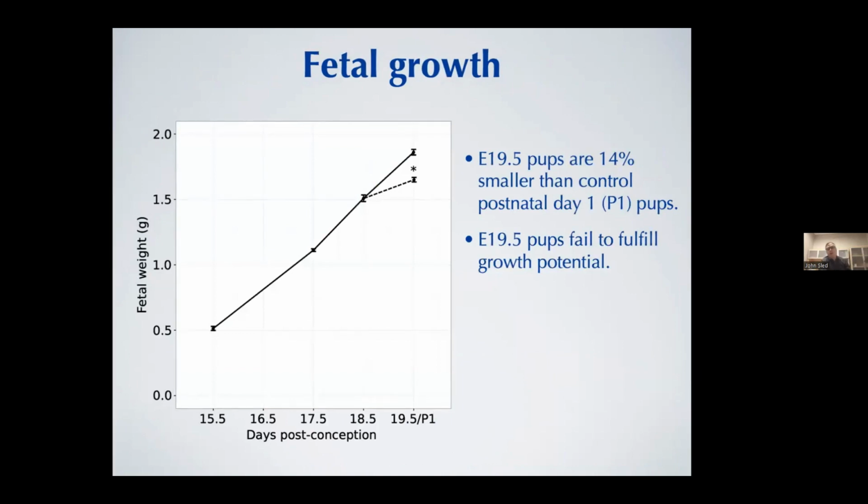So when we look at birth weights in this population, we compared the fetal weights at different gestations, and then we compared the pups that are 1 day old to the fetuses that have had their pregnancy prolonged by 1 day. So they're the same age since conception, but one has been born and the other hasn't. And you can see that the ones that haven't been born yet are significantly growth restricted, in this case 14%.